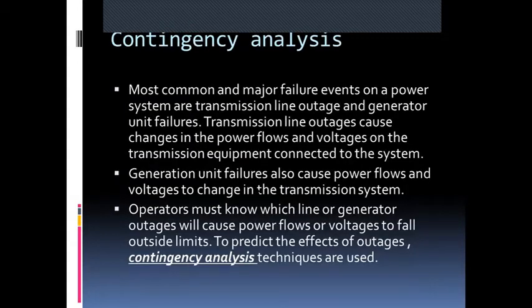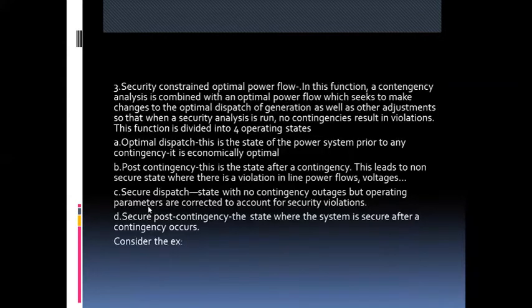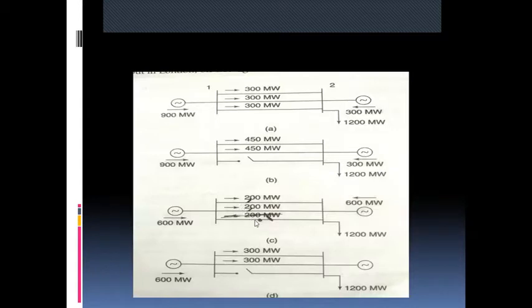Next, the third case is secure dispatch. It's a state with no contingency outages, but operating parameters are corrected to account for security violations. Here the operating parameters are corrected. Earlier the capacity was 300 megawatts. Now each is sharing 200 megawatts, because it is corrected to 600 megawatts. So in total 1200 megawatts is supplied to the load.